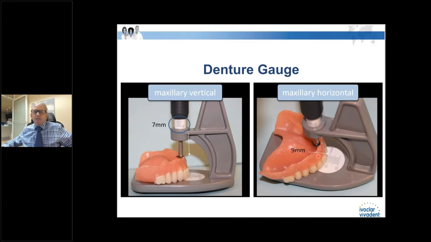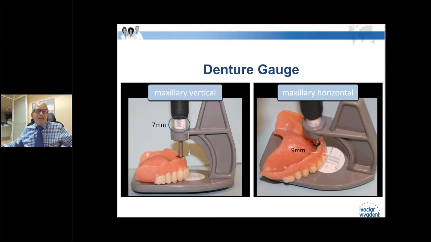So if you look here, the labial, it's also coming out. This reads like 9 millimeters. The vertical is 7. So that means the anterior teeth are from the incisive papilla down to the lip, to the incisal edge. They're coming down 7 millimeters from that incisive papilla. They're coming out labially 9 millimeters.